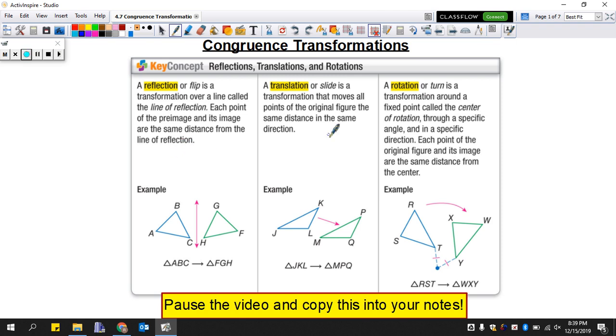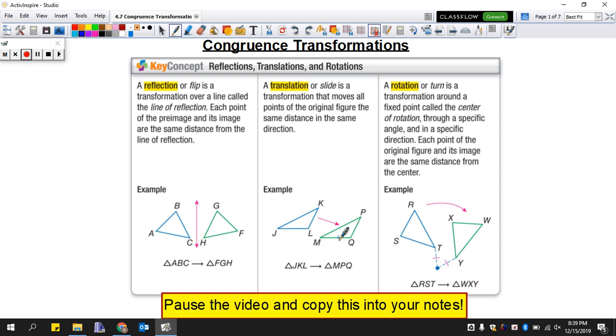The second congruence transformation that we're talking about is a translation. Another name for translation is a slide. And basically, as the name implies, you just take your object and you slide it to a different part on the plane. It moves every single point on that object.